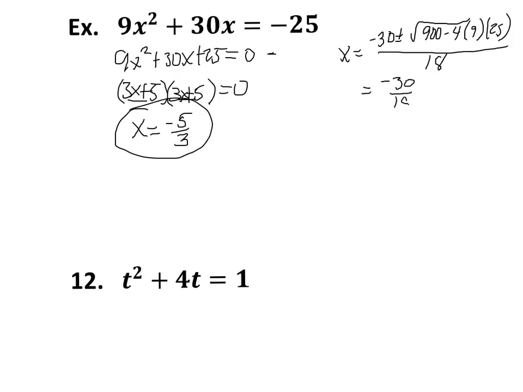What goes into 30 and 18? Somebody say 6. Thank you. So I get negative 5 over 3. We'll all be darned. Same answer. So again, doesn't matter. You're going to get the same answer either way.